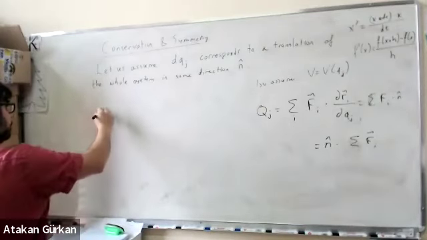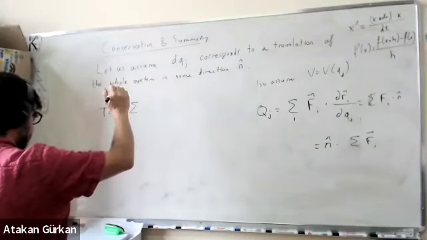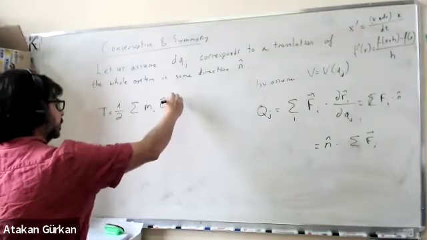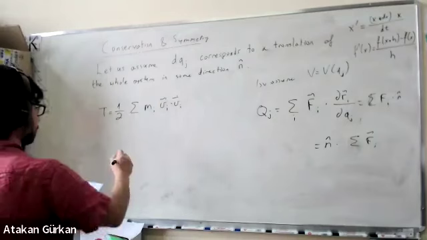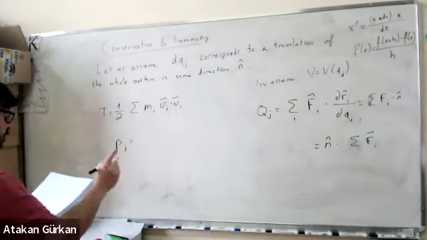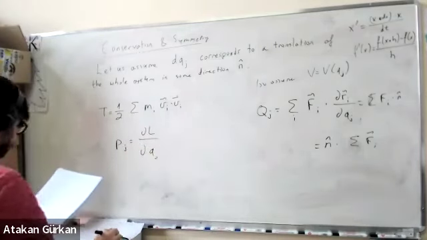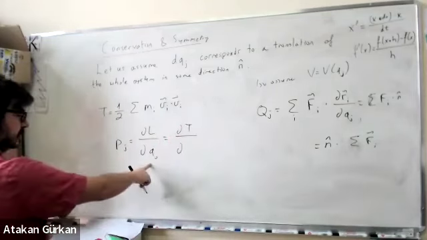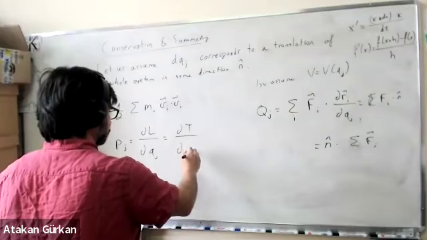Now my T is a half sum m_i v_i dot v_i. I'll write this, of course, as p squared, but I want to be a bit more explicit here. And my p_j, my generalized momentum, is del L by del q_j dot. But this is, as we have seen, because the potential does not depend on the time derivative of the coordinate, it's just going to be T's derivative with respect to q_j dot.